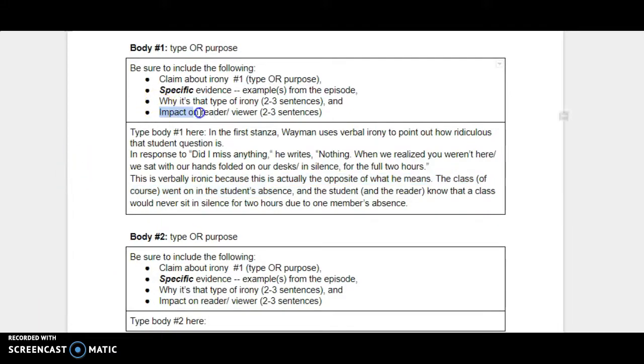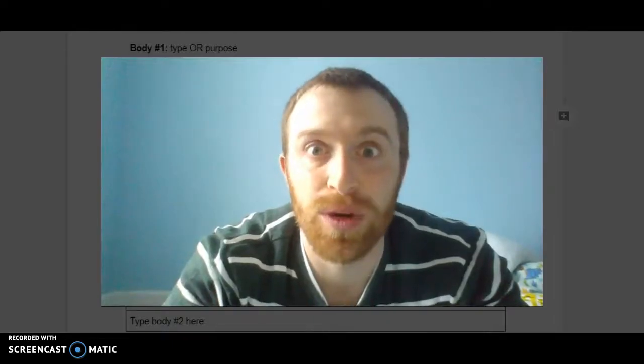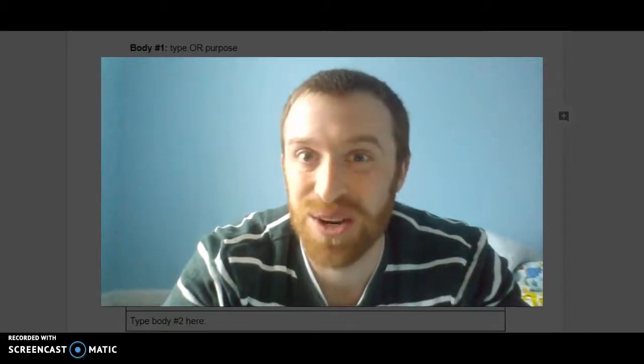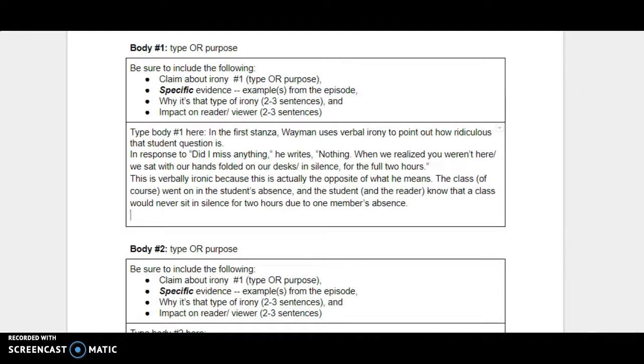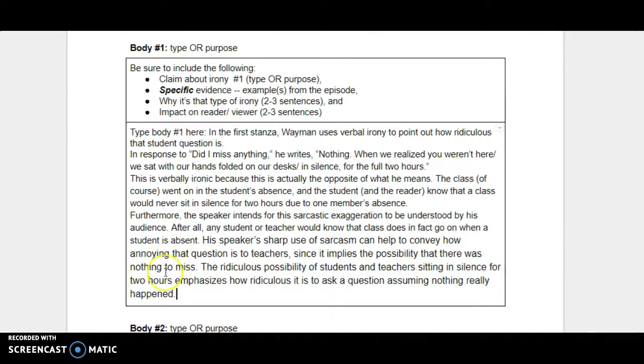Now I'm left with the impact on the reader. This is what I need to expand on. And guess what? I've got great material, so long as this moment is one of the moments I wrote long about, I know exactly what I can say. Check this out. What is the purpose for the irony? What's the impact on others? And is this successful? Well, you know what I'm going to do. I'm just going to include those 3 in my boxes and bullets. I'll go here, and this is where I'm talking about the purpose, the impact on others, and how I believe this was successful.